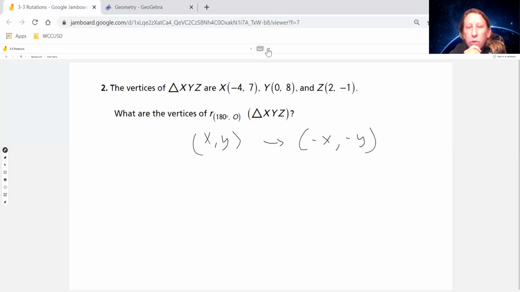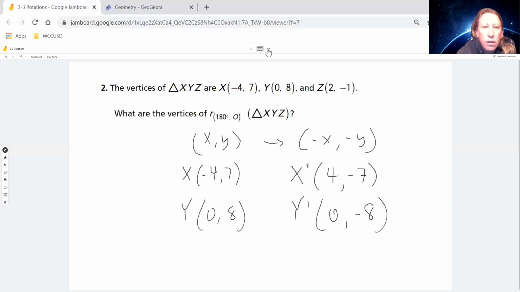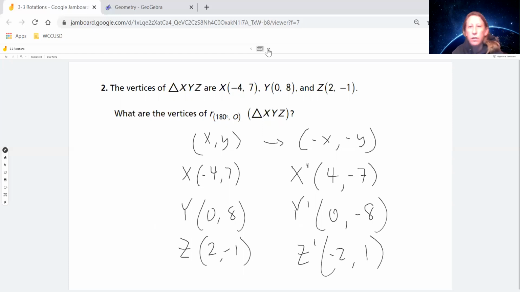Okay, so for a 180-degree rotation, the x's are going to become the opposite and the y's are going to become the opposite. So if X was (-4, 7), the new X is going to be the opposite of -4, which is 4, the opposite of 7, which is -7. Y is (0, 8). The opposite of 0 is 0. The opposite of 8 is -8. And Z was (2, -1). The opposite of 2 is -2. The opposite of -1 is +1. So that's how you could do that one pretty quick, as long as you have this concept memorized.